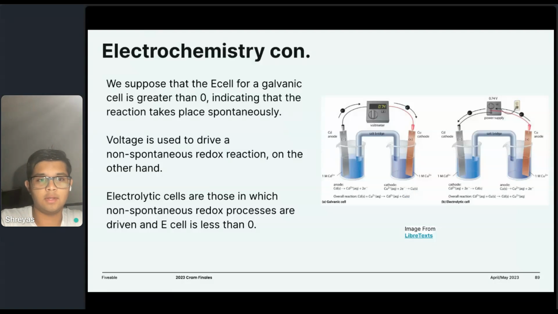and in an electrolytic cell too. And there's another type of cell called the electrolytic cell, where non-spontaneous redox processes occur, and the E cell is less than 0. So the difference between a galvanic cell and an electrolytic cell is that in a galvanic cell, the E cell is greater than 0, and in the electrolytic cell, it is less than 0. And electrical energy in the electrolytic cell is used to drive non-spontaneous redox processes.